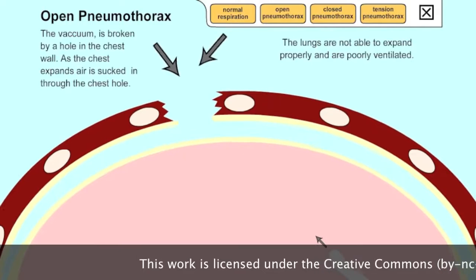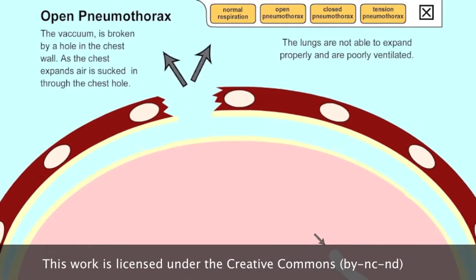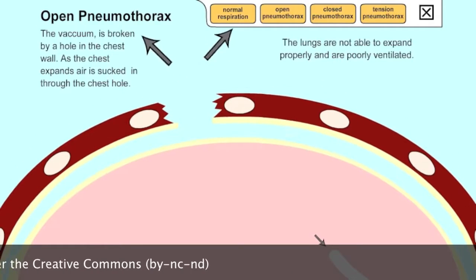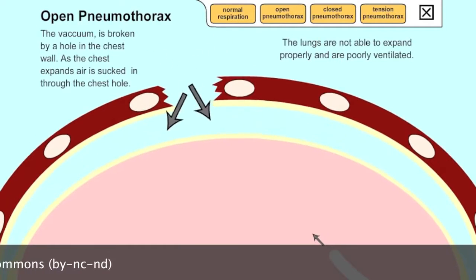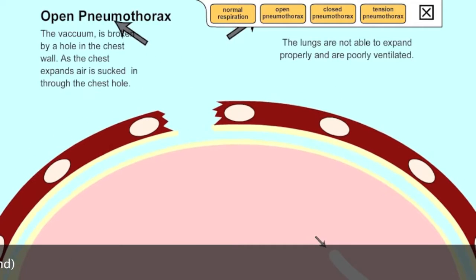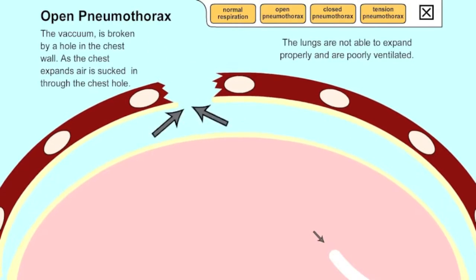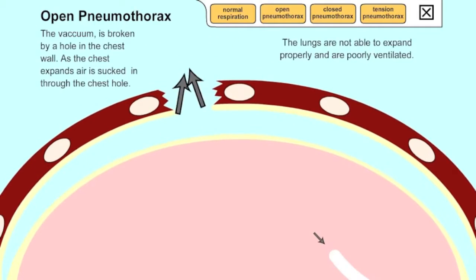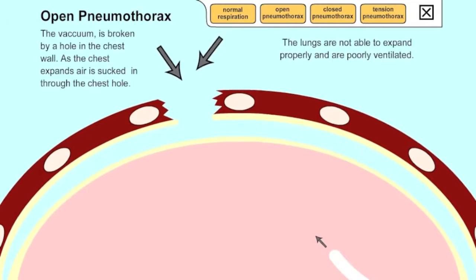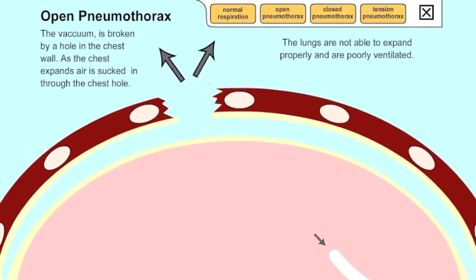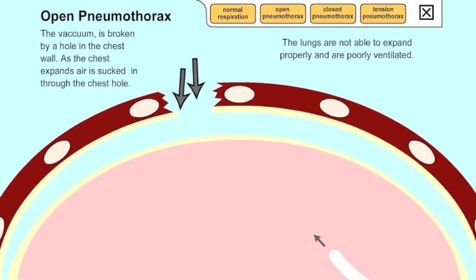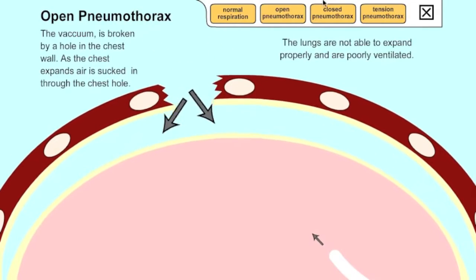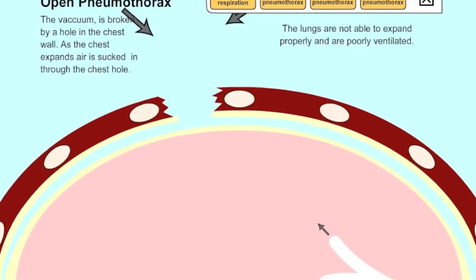Now, when we have an open pneumothorax, we actually have a penetrating wound or an area where the air can get from the outside into the lungs. What has occurred is that vacuum that we rely on to allow pressure has now been basically ruptured. It's no longer there. And as the chest expands, air is sucked in through the hole in the chest, and the lungs are not able to expand properly, and they're very poorly ventilated.